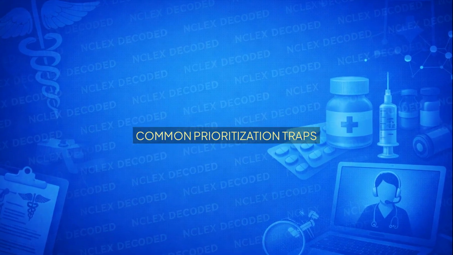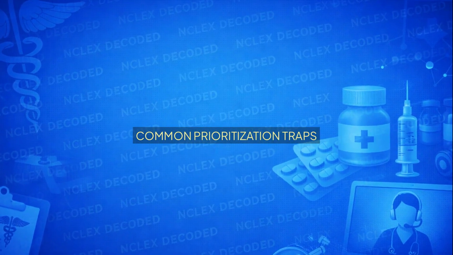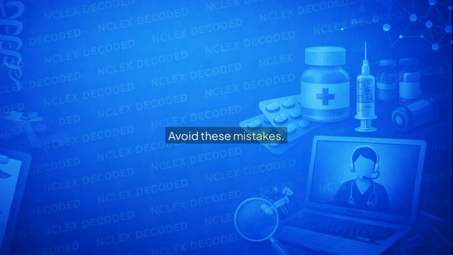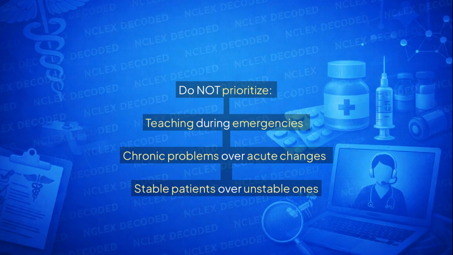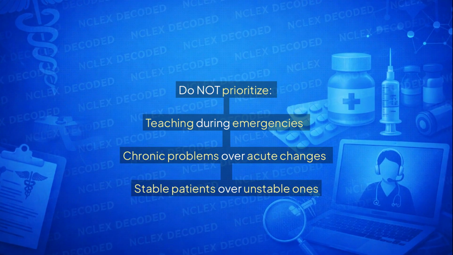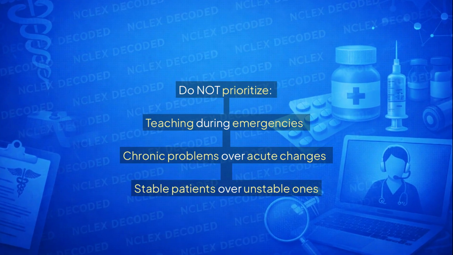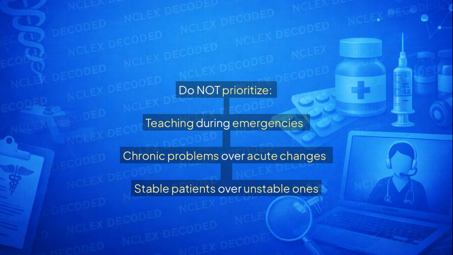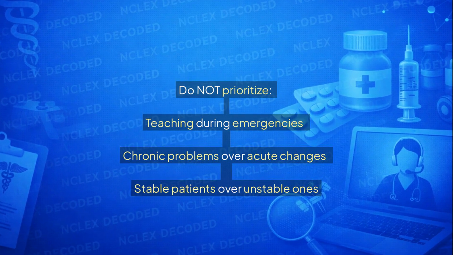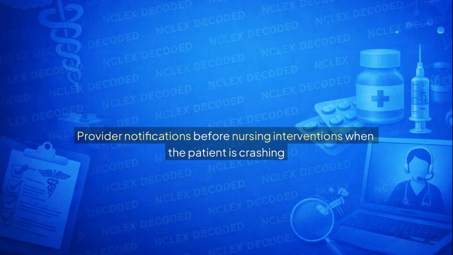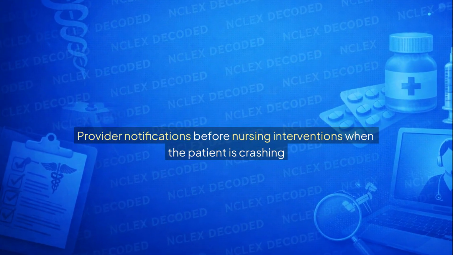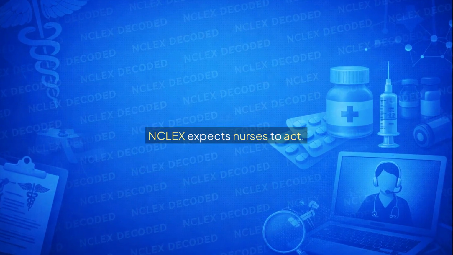Common prioritization traps. Avoid these mistakes. Do not prioritize teaching during emergencies, chronic problems over acute changes, stable patients over unstable ones, or provider notifications before nursing interventions when the patient is crashing. NCLEX expects nurses to act.